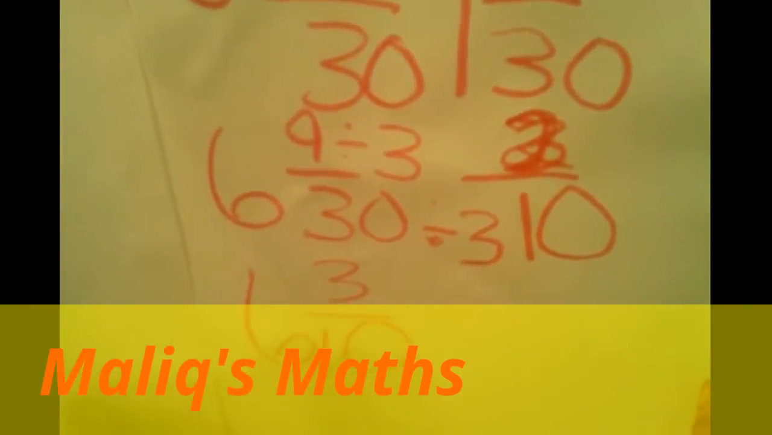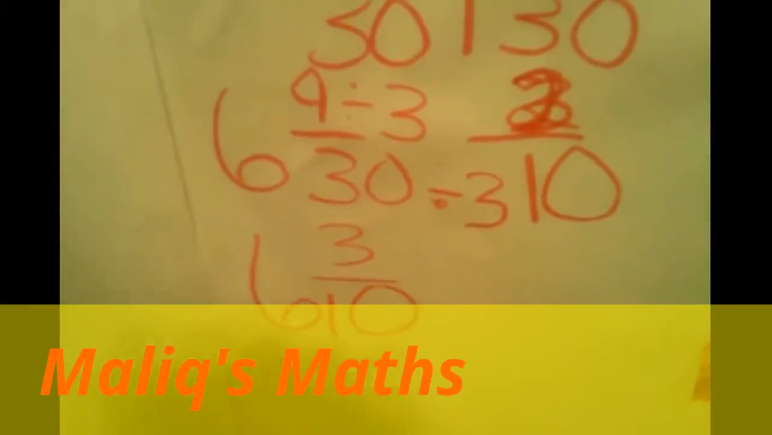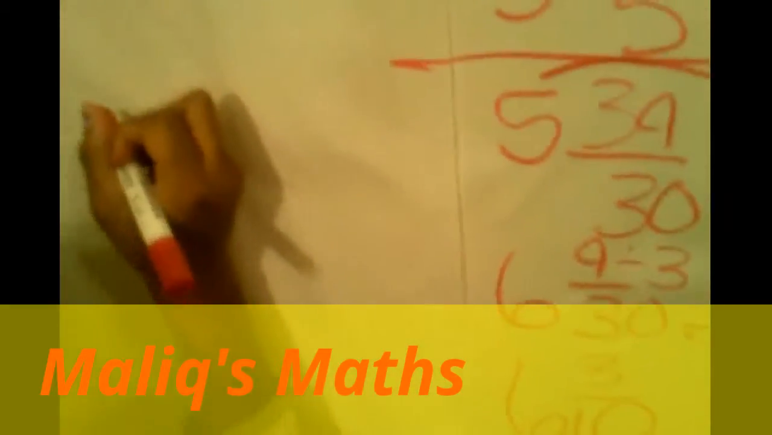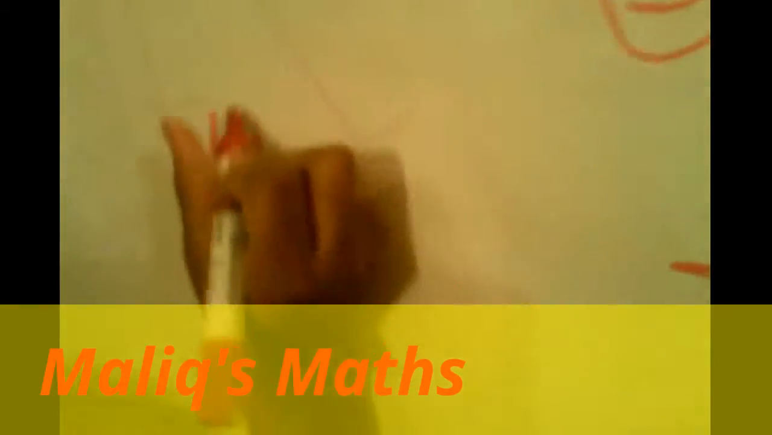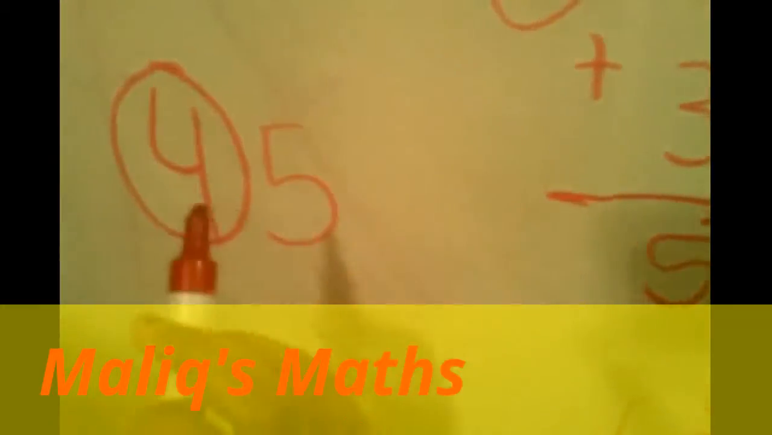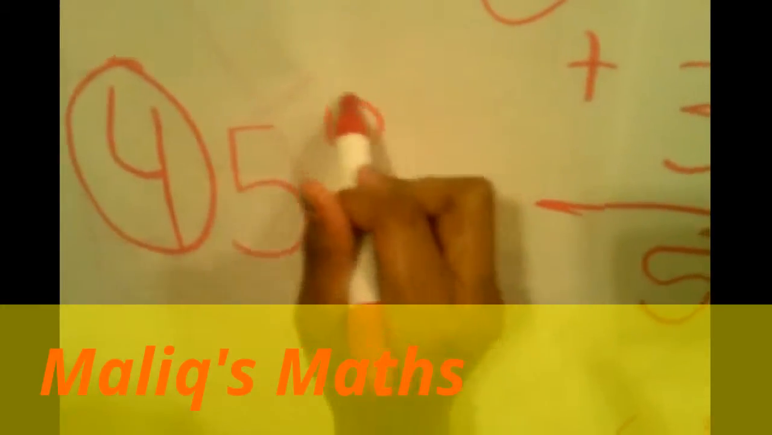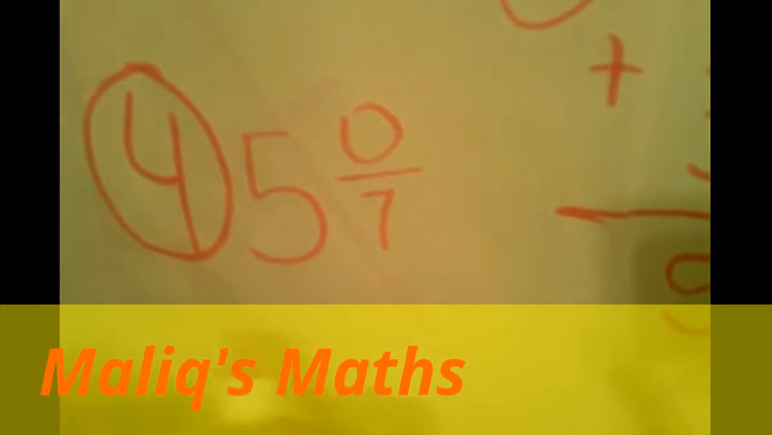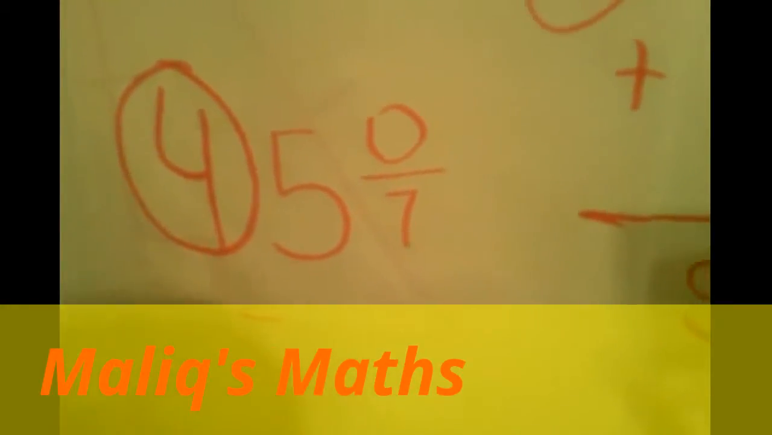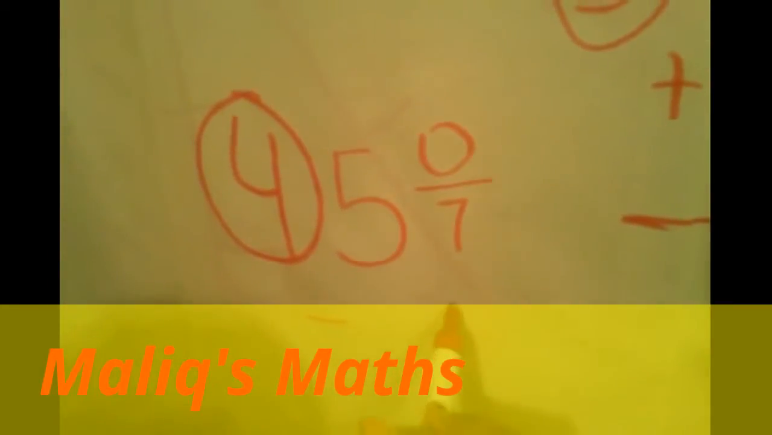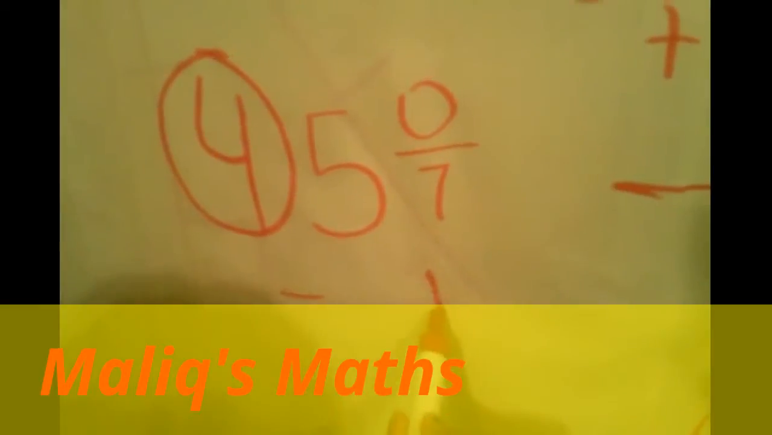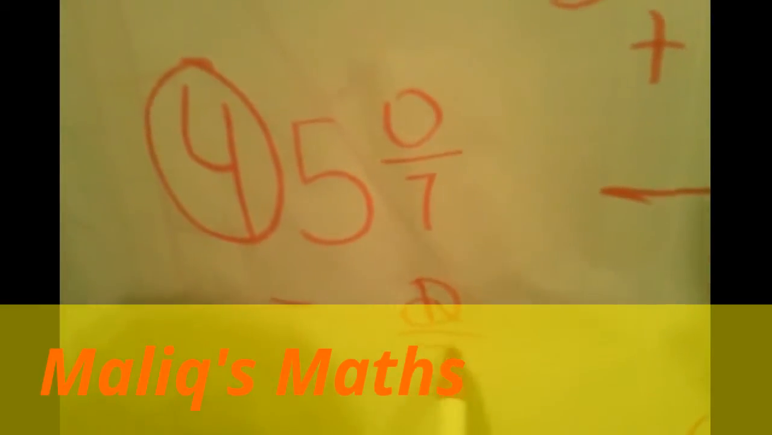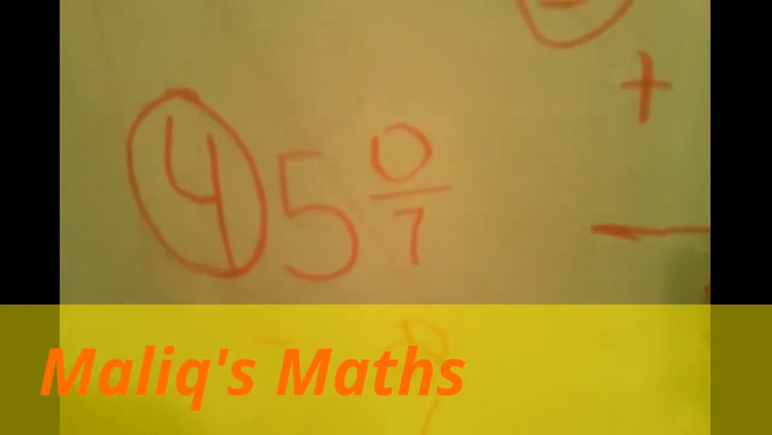And then a last one of subtracting fractions. You have to do 5 and 0 over 7 minus 2/7.